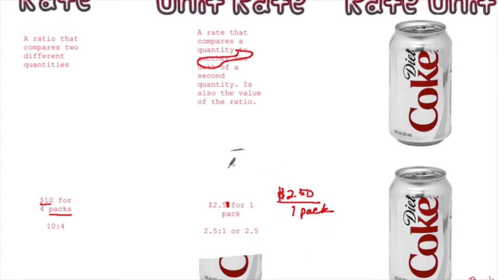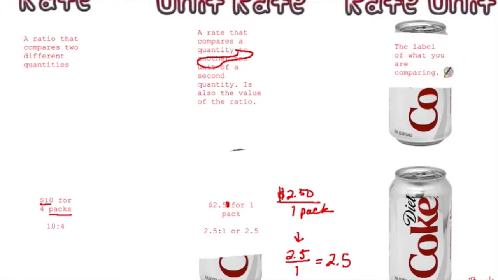Okay, and then this is also the value of the ratio. So my ratio is $2.50 to 1, which we know as a fraction would be 2.5 over 1, which is just equal to 2.5. So the value of your ratio is the same thing as your unit rate.